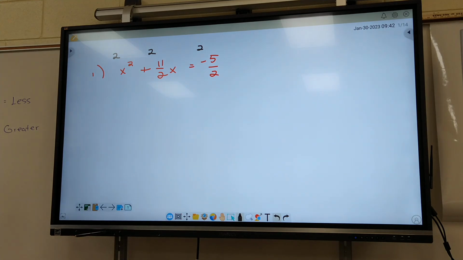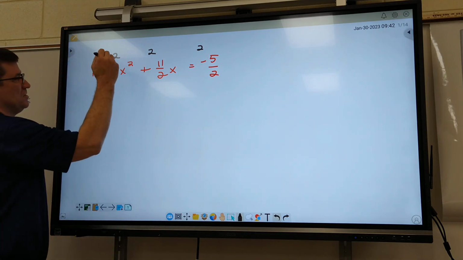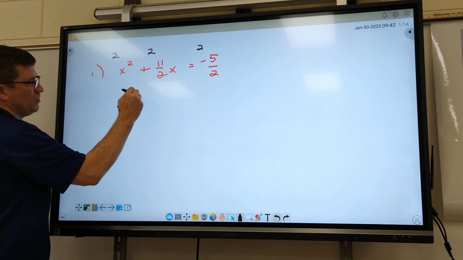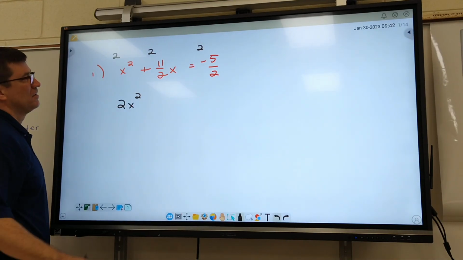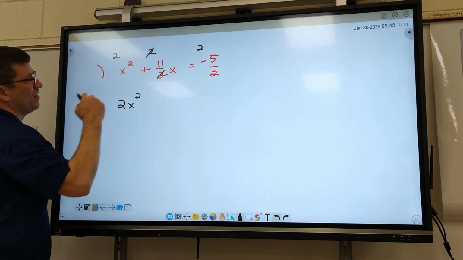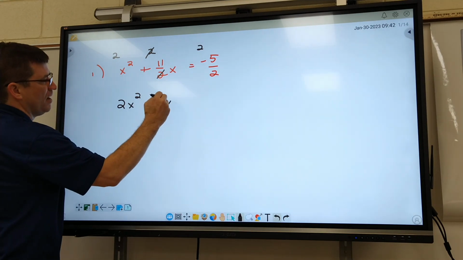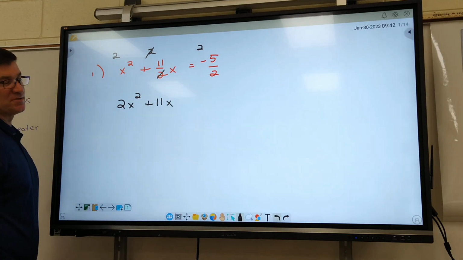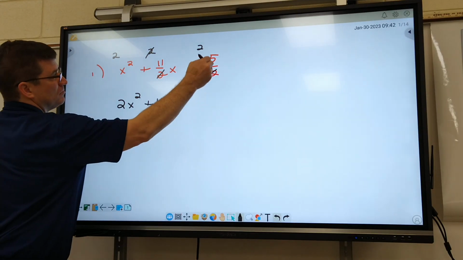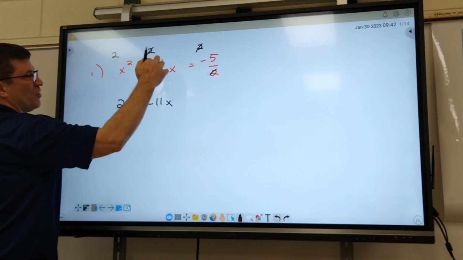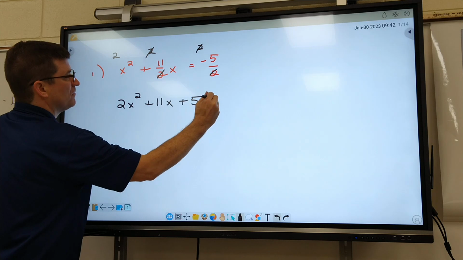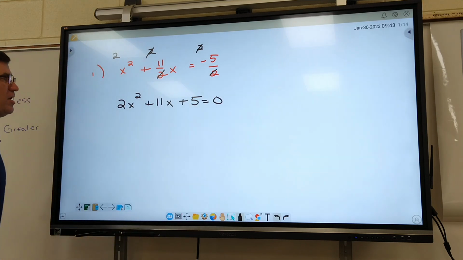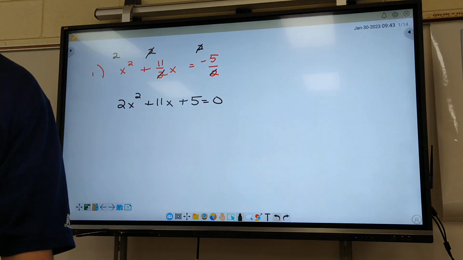All right, nothing cancels out on the first fraction right here, so you just multiply it and bring down 2x squared. Second fraction, you can cancel out the 2's, bring down plus 11x. What cancels out on the third fraction? 2's. Now the minus 5, I'm going to move it over, make it a positive 5 equals 0. All right, so y'all do quadratic formula from there, and you got it.